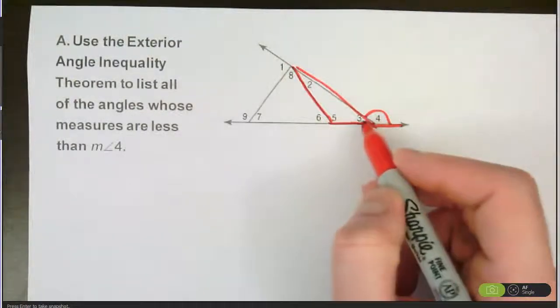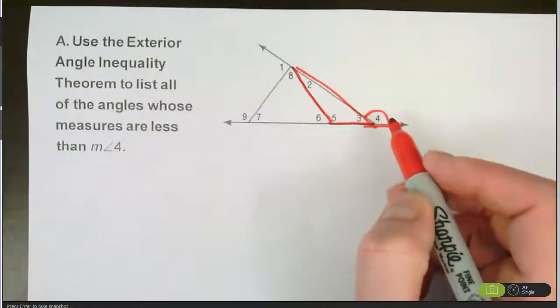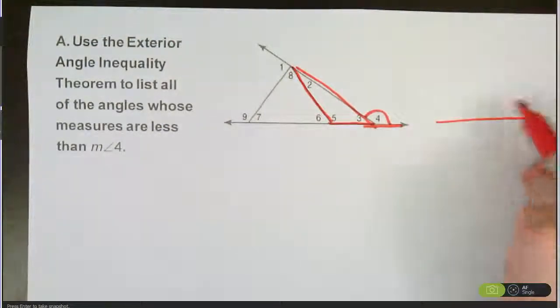Now, obviously angle 4 looks bigger than angle 3, but to be honest, we really can't make that claim because the drawing could be doing something weird like this.